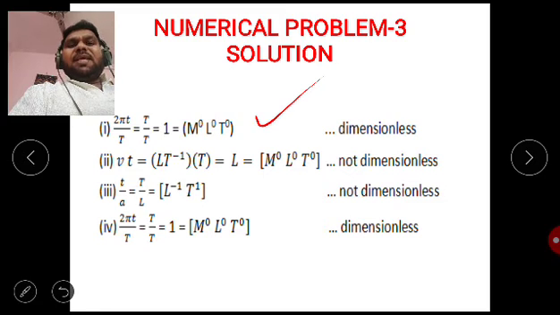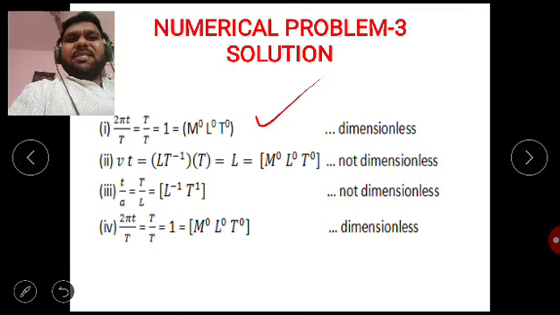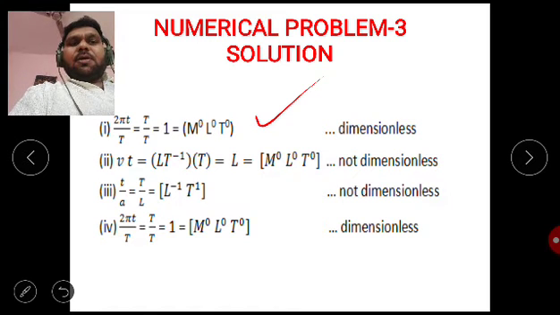So the dimension of small t is M⁰L⁰T, and the dimension of capital T is also M⁰L⁰T. So it comes out to be a dimensionless quantity. Okay, so we can have a dimensionless quantity in a trigonometric function. So it seems to be correct. It is correct. Now we will move to part 2.